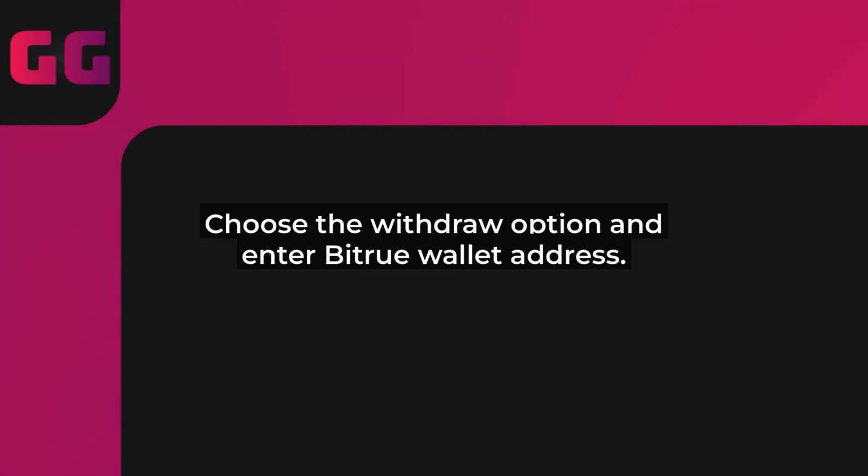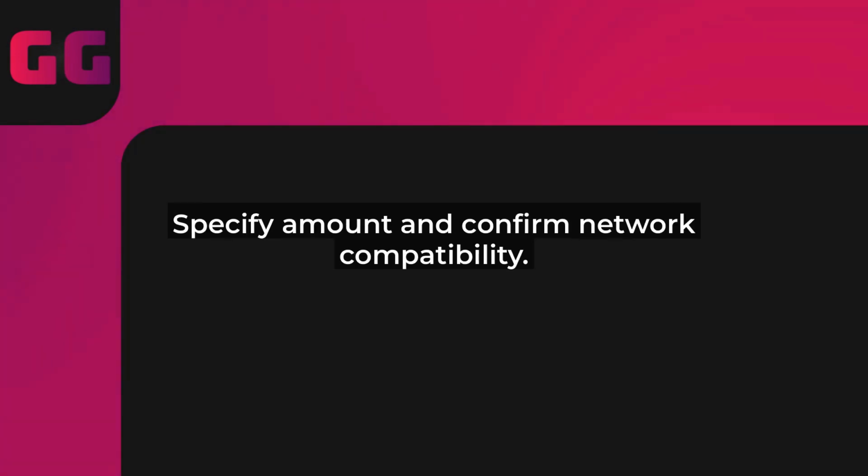Now, enter your Bitrue wallet address. Double-check this to avoid any costly mistakes. Bitrue will provide you with a specific USDT deposit address, so copy that accurately from your Bitrue account. Specify the amount of Tether you want to withdraw, keeping in mind any minimum limits or network fees, which might vary in 2025 due to blockchain updates.